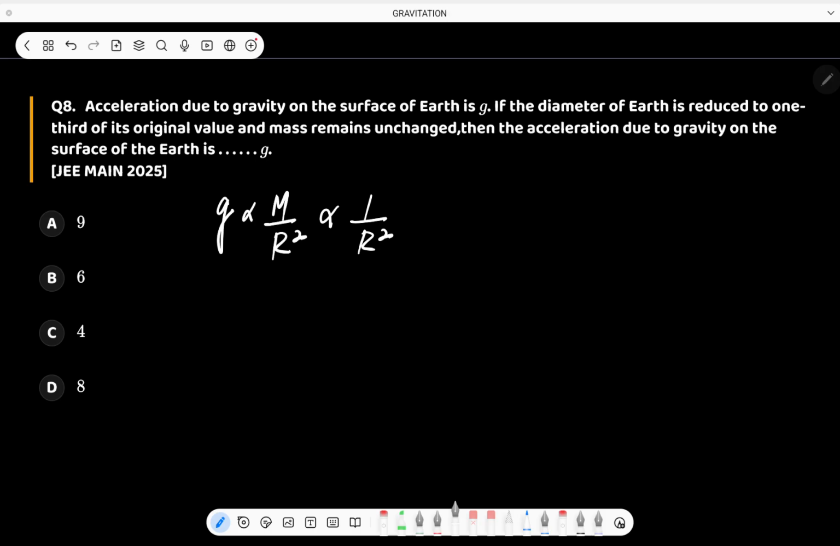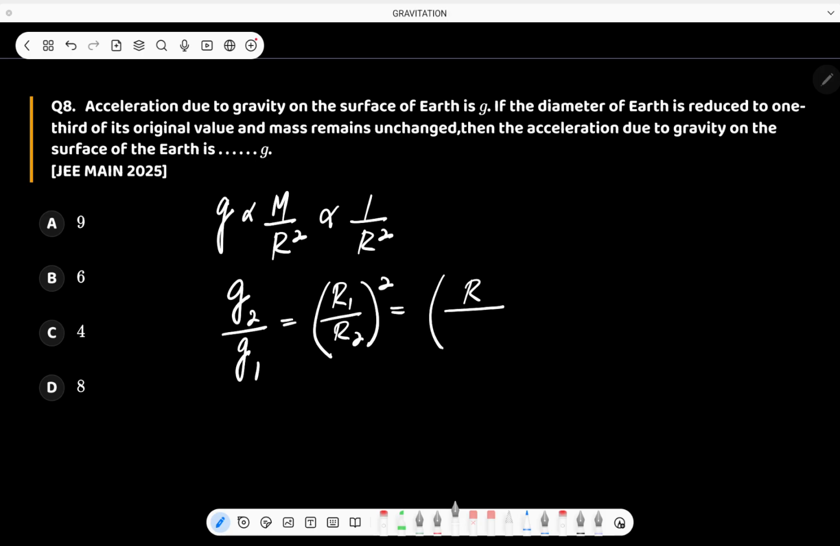Okay, that implies that we have to calculate the new acceleration due to gravity. I will write it like this: g2 divided by g1 is equal to r1 divided by r2 whole square, simply because it is inversely proportional. Now tell me one thing, what is the initial radius of the earth? Let's suppose that is r. What is the new radius of the earth? It is mentioned in the question that the diameter of earth is reduced to 1/3 of its original value.